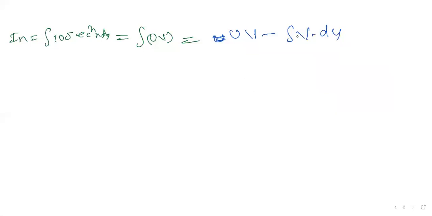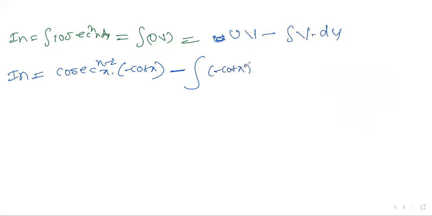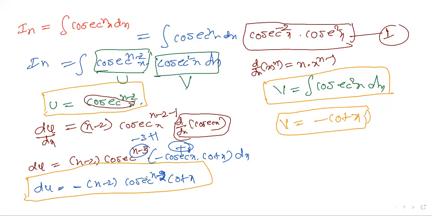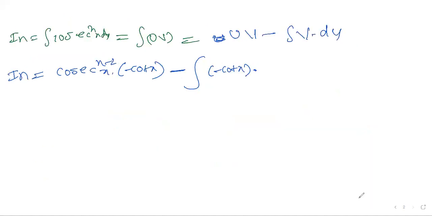So now let us apply it: In is equal to, what is the value of U? Cosecant power n minus 2 x, into V, which is minus cot x. So minus cot x, then minus the integration of V du. What is the value of V? Minus cot x. And what is the value of du? Minus n minus 2 cosecant power n minus 2 x into cot x. So minus n minus 2 into cosecant power n minus 2 x into cot x. Still there is no doubt at all.